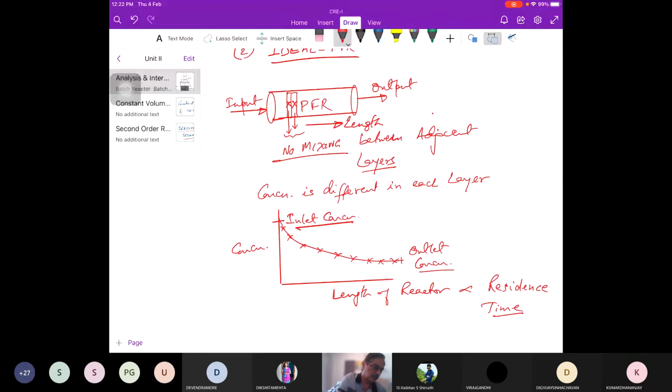Right? This much time it will stay here, suppose this time is 10 minutes, same thing compared to that one. So this will be CA, this will be CA naught, right? जो हमने देखा था, right? So the reaction is taking place at higher concentration than the exit concentration, and that is why you get better conversion, more product in PFR compared to CSTR.